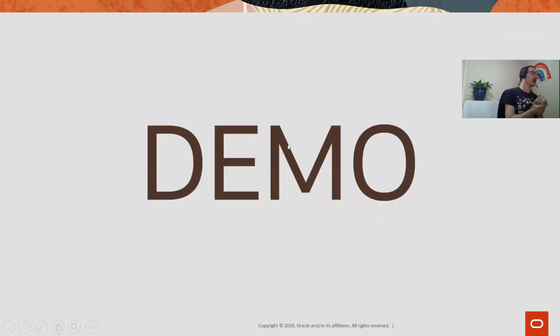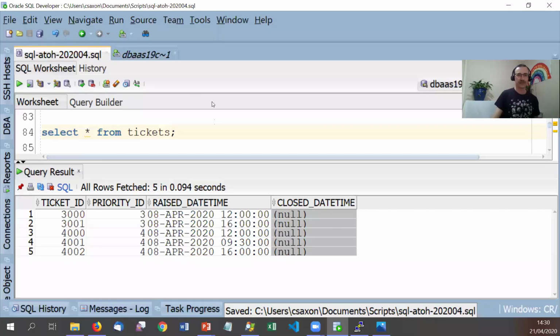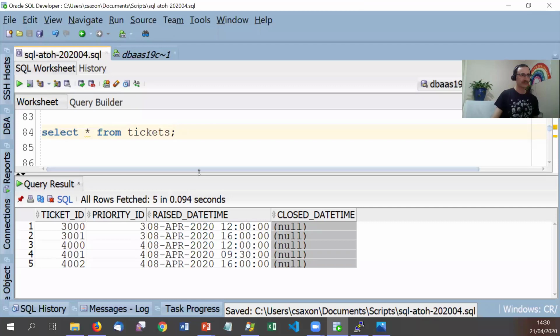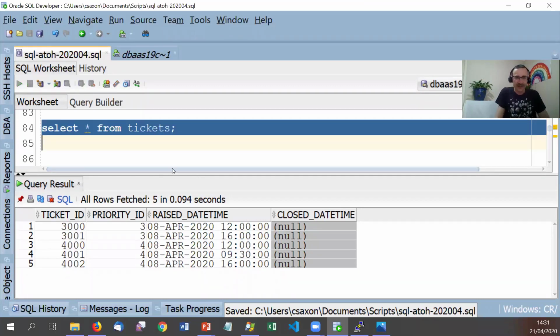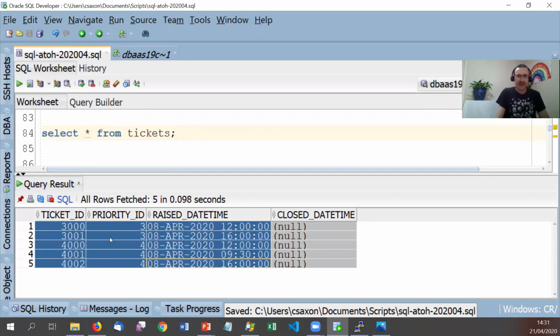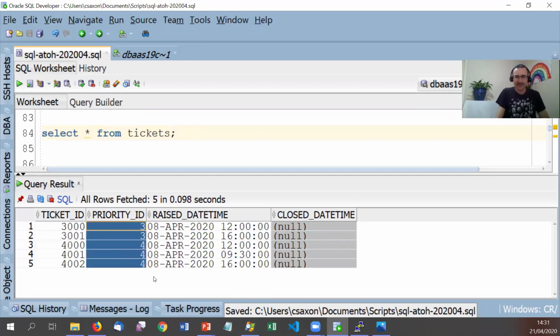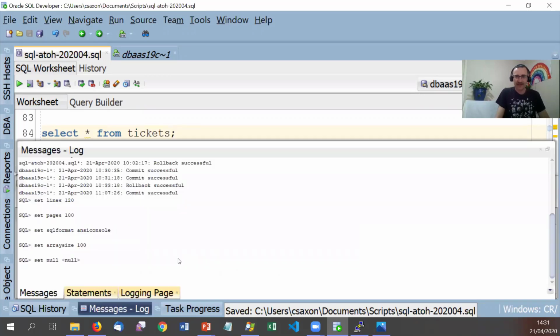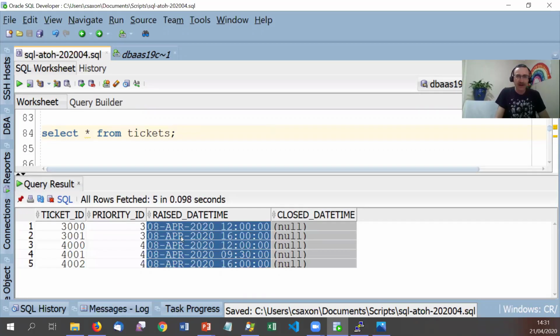Okay, so I'm going to jump over to a demo at this point, and we will see how this works. All righty then, so let's bring this up. Okay, so I've got a table of tickets here. Let's just check, still connected? Yeah, there we go. So we've got our 5 tickets, and they're all priorities 3 and 4, and they were raised on 8th of April, so a couple of weeks ago.